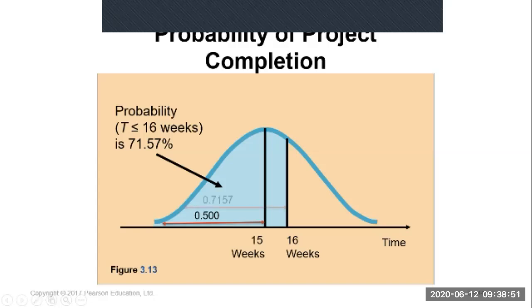This is 16 weeks. So the probability that T is less than 16 weeks is 71.57%.